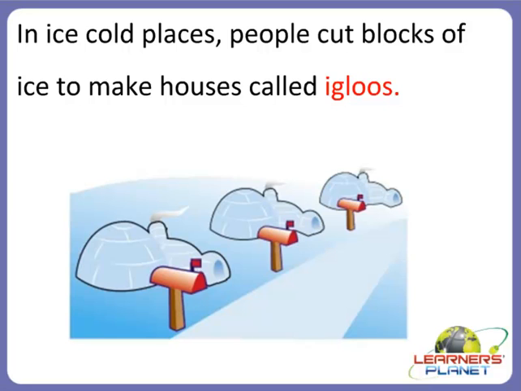Children, the next one is an igloo. So what is an igloo? In ice-cold places, people cut blocks of ice to make houses. So these houses, which are made up of ice blocks, are called igloos. So children, this is the picture of igloos.